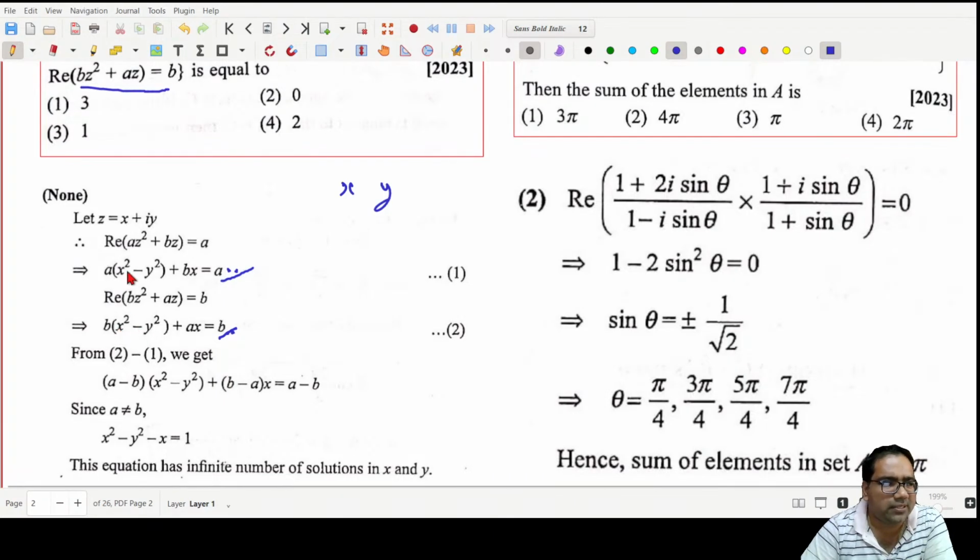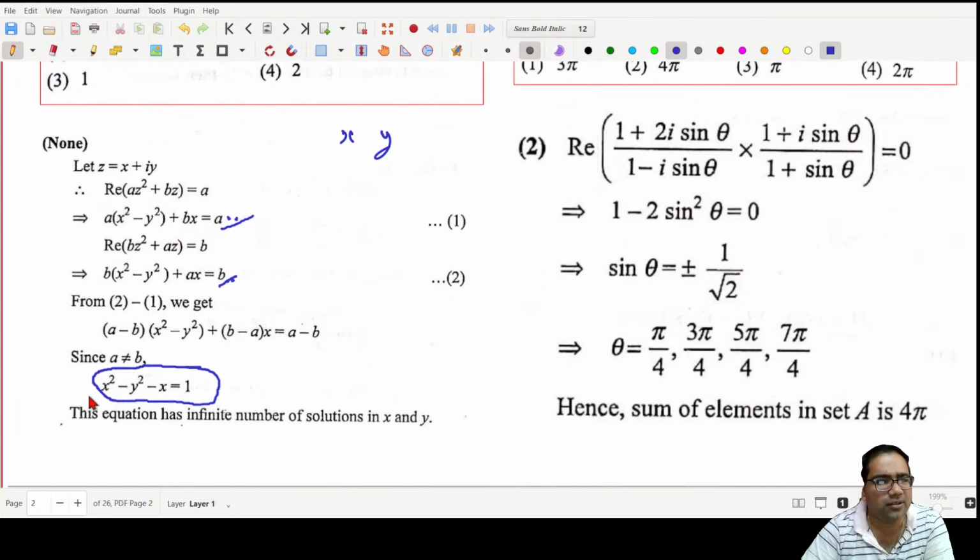So now we'll take these two conditions, and we'll subtract one from the other. If you subtract this from this, then what you are getting is this one. You are cancelling this: a minus b, b minus c, a minus b. You are getting this, right? But this one can be satisfied by an infinite number of x and y. There is no limit, right?